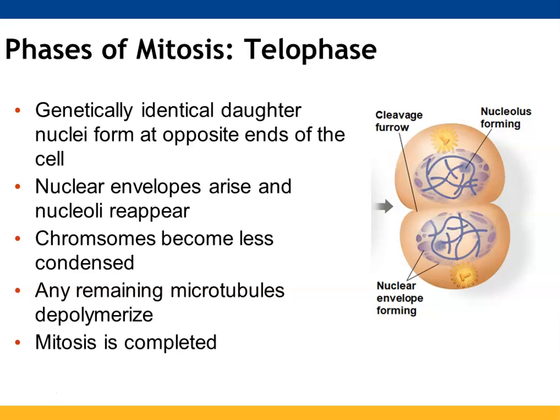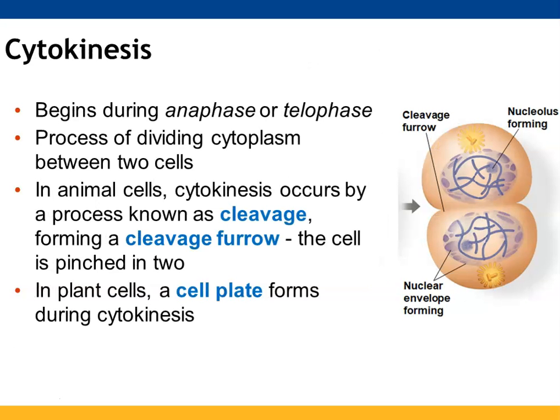During telophase, you have your chromosomes pretty much in your two separate cells. We have the nuclear envelopes start to form again. The nucleoli show back up. The chromosomes start to become less condensed. If there are microtubules that have not depolymerized, you will see them finish up that depolymerization process. And this is also where cytokinesis is going to start to take place, the division of your cytoplasm, and mitosis is going to be complete at this point.